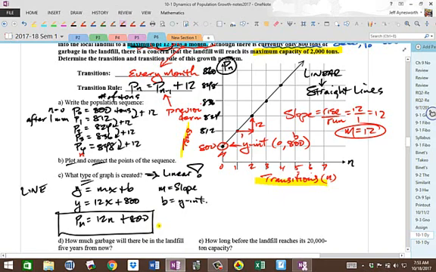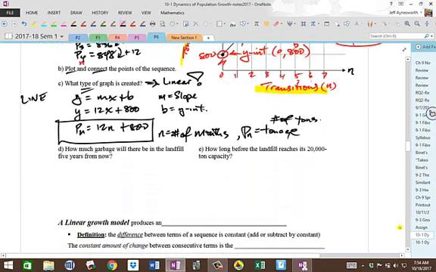Where n stands for the number of months that have gone by, and p sub n represents the tonnage. All right, or you can say number of tons. If you don't like tonnage, you can say number of tons. All right, so now let's use it. Let's answer some basic questions.